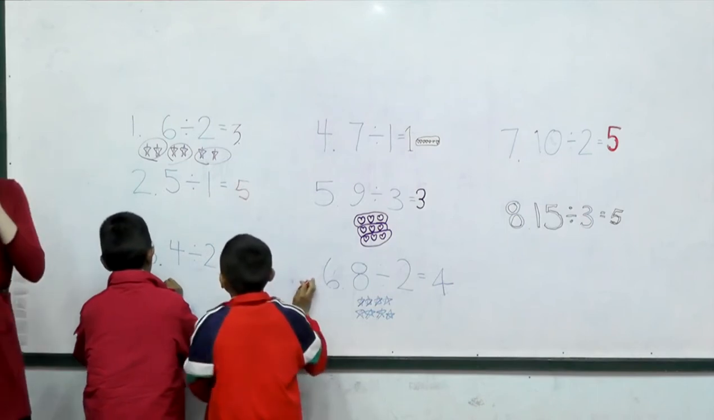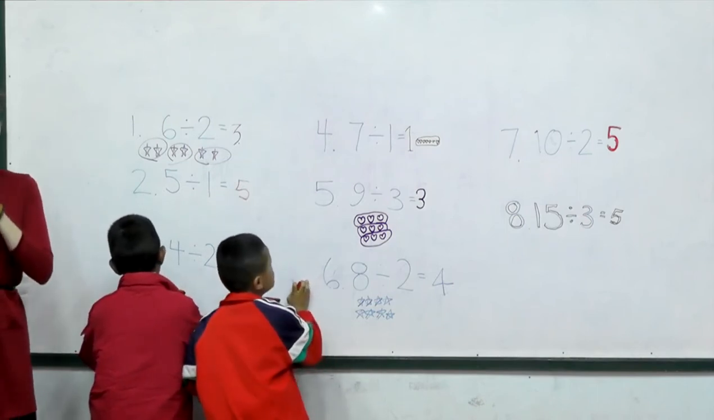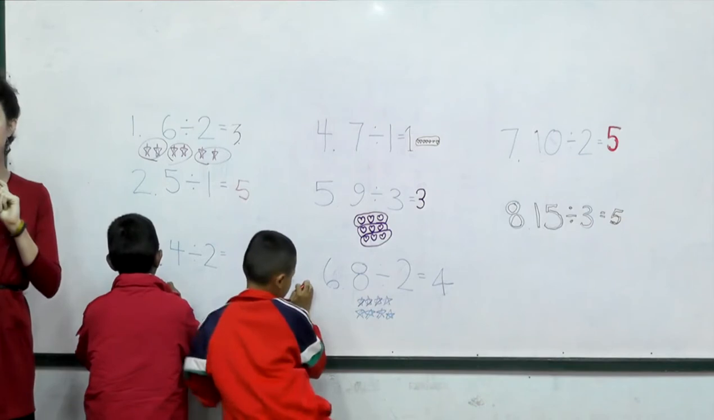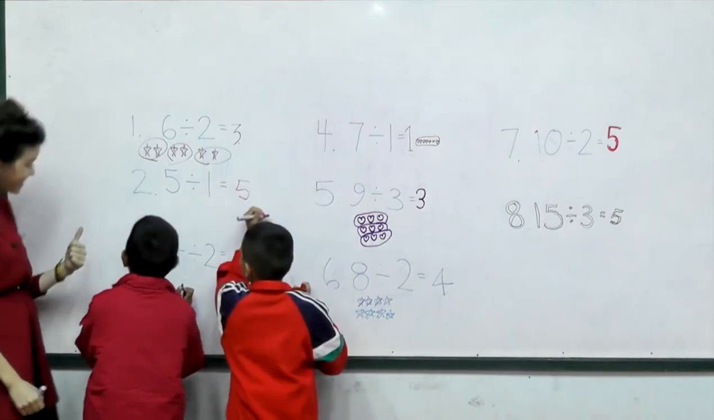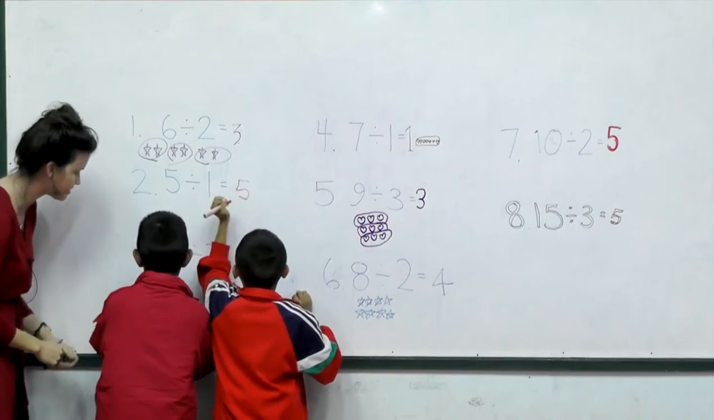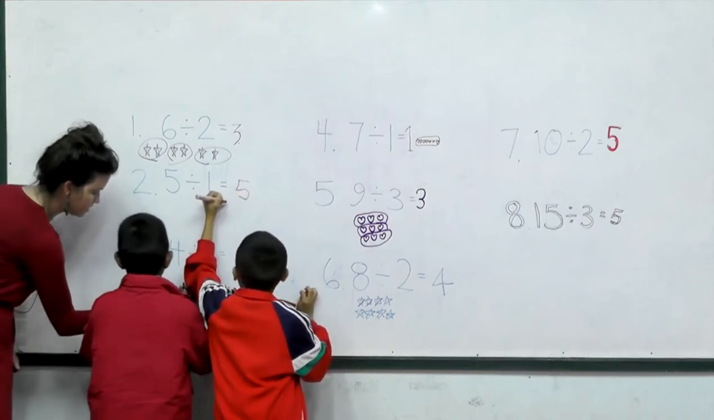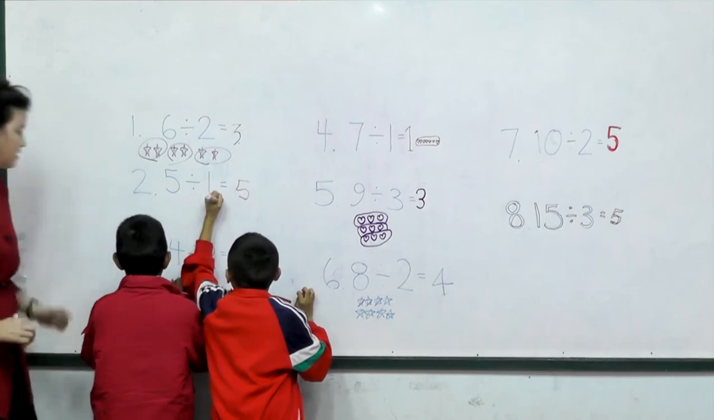Okay, friends. If you have all your equations written, you can put your paper on our table. Yeah, there you go. Oh, don't erase. That was good. 1, 2, 3, 4. Now make groups of 2.